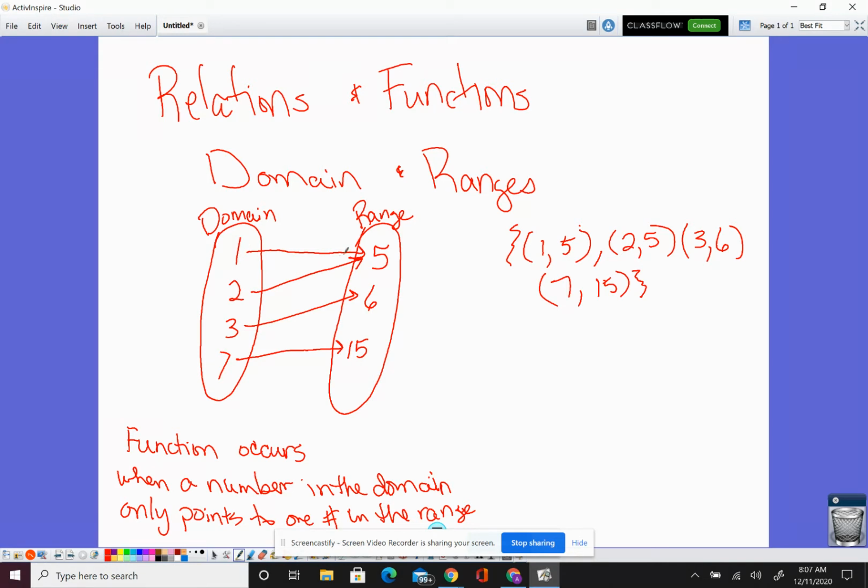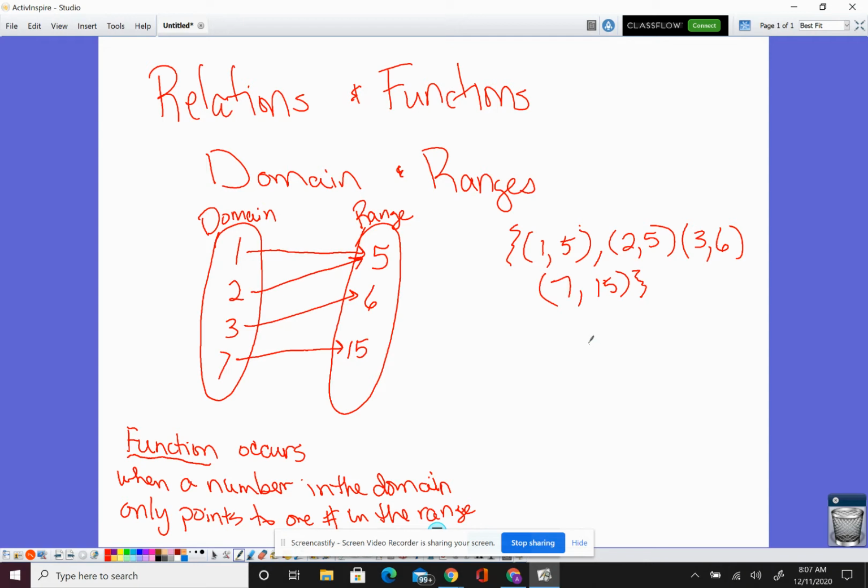Here's one that points from 3 to 6, 7 to 15. Each one of these numbers only has one arrow coming out of it. So when that happens, this relation is a function. It doesn't matter that 2 arrows go into 5. We're only worried about whether or not only one arrow comes out of the domain.